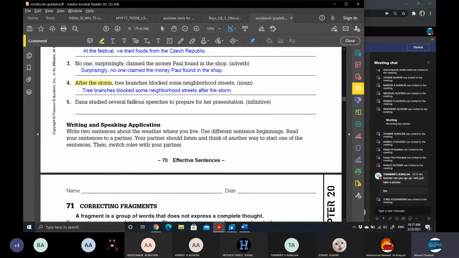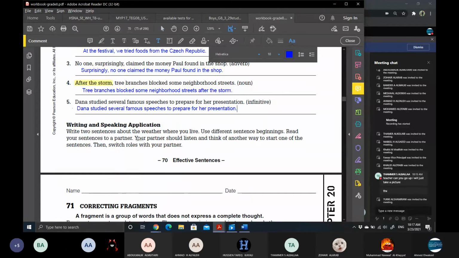And number five, Dana studied several famous speeches to prepare for her presentation. That's also pretty easy. Find the infinitive and start the sentence with it. So we will start using what? You can use to prepare. Bravo. And don't forget to put a comma. To prepare for her presentation, Dana studied several famous speeches.